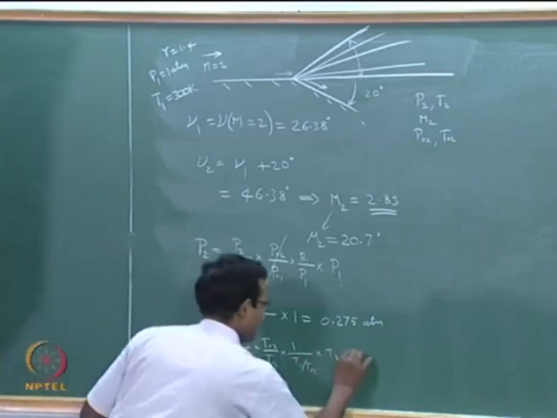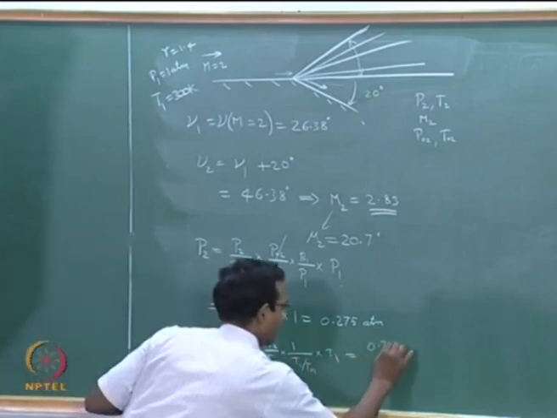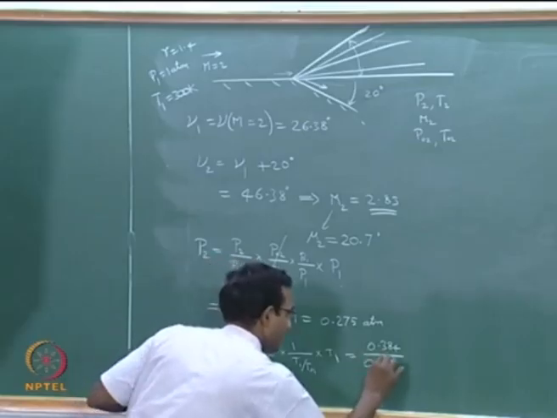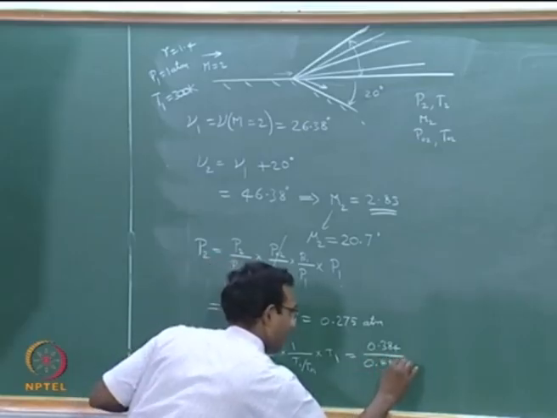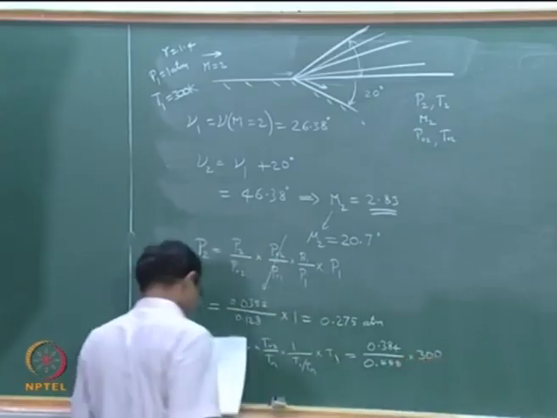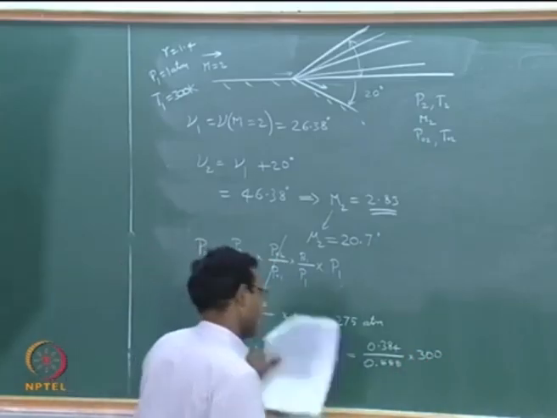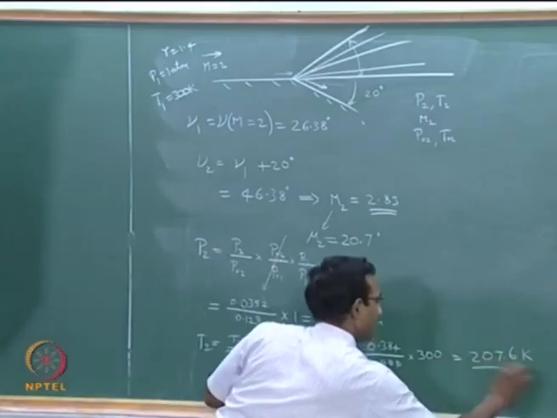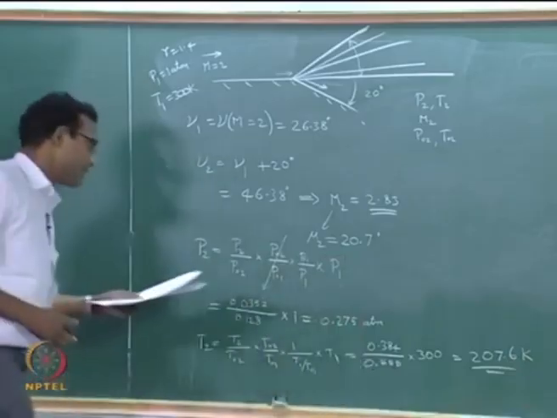And I am going to find this to be 0.384 divided by 0.555 multiplied by 300 Kelvin, and that answer happens to be 207.6 Kelvin. Okay. That is what I have there.